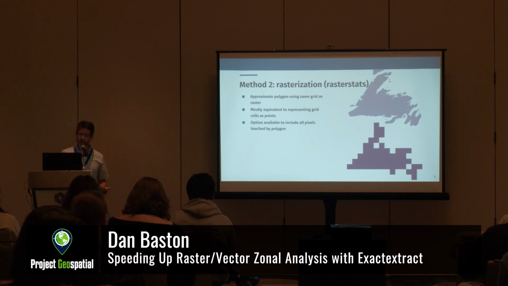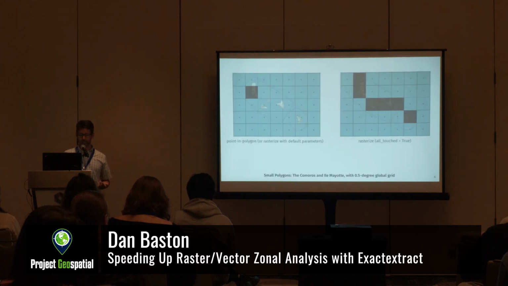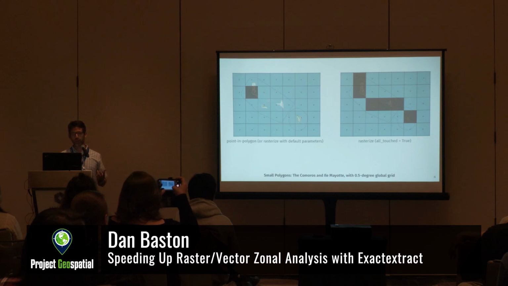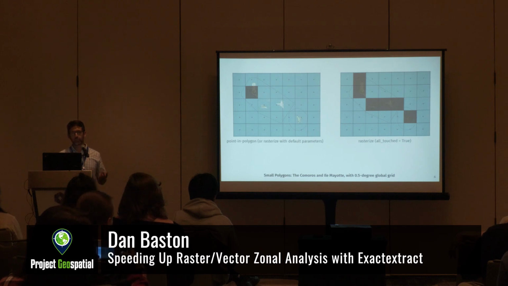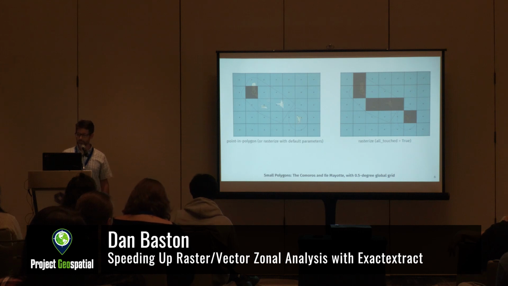But you still run into cases where neither one of these does really well, and here's a couple that I just keep on hand. So small polygons, here we're looking at 4 islands in the Indian Ocean, the Comoros and Mayotte. And we see that with the point-in-polygon method or default rasterization, we're only going to pick up 1 pixel that's associated with one of those islands. And if we use the all-touched option for rasterizing our polygons, then we pick up our whole input area, but we also pick up a lot of ocean area that may not represent very well the conditions on those islands.